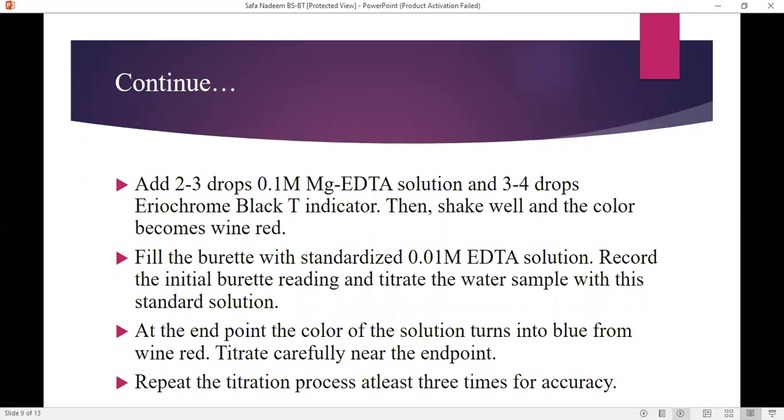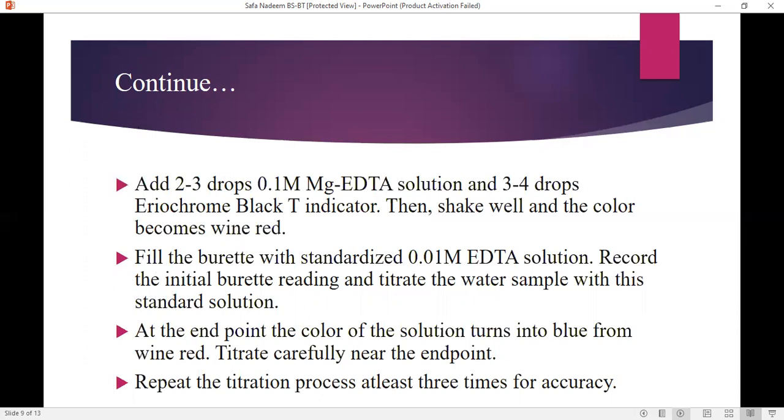Then added 2 to 3 drops of EDTA, which forms a complex with magnesium, 0.1 molar solution, and 3 to 4 drops of Eriochrome Black T indicator. Then shake well and the color becomes wine red. Fill the burette with standardized 0.01 molar EDTA solution. Recorded the initial burette reading and titrated the water sample with this standard solution. At the end point, the color of the solution turns from wine red to blue.